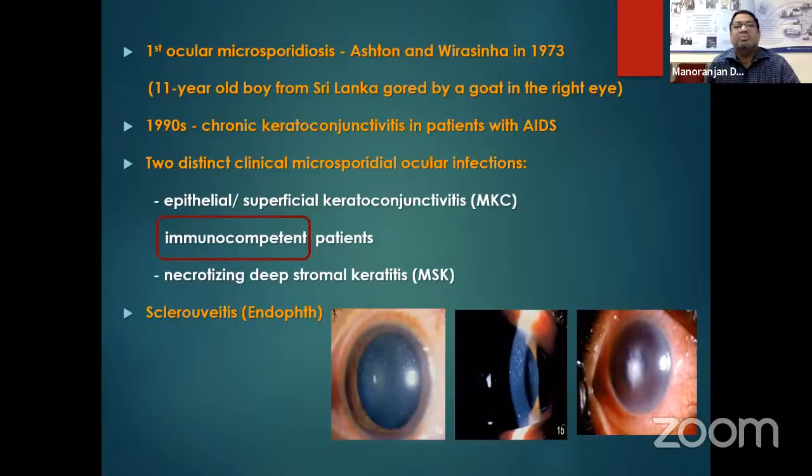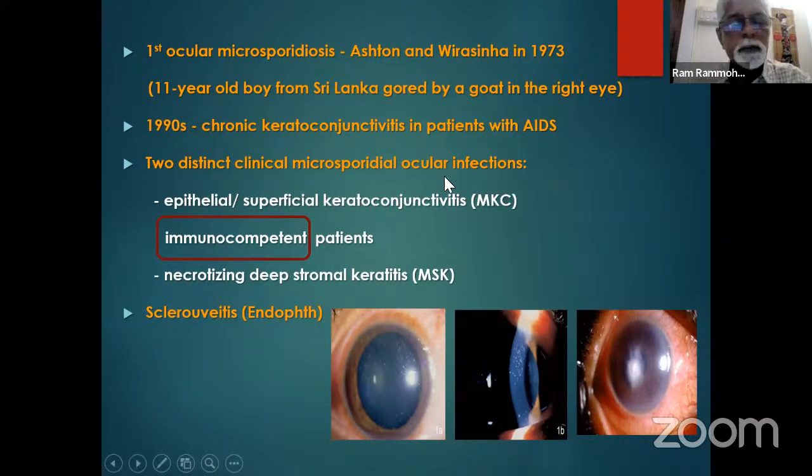So as I mentioned earlier, 1973, but now we have 2 clinically distinct forms of presentation, and more are seen in immunocompetent patients, not like the earlier suspicion that it happens only in immunocompromised. And of course, cases of sclerouveitis and a couple of endophthalmitis cases have also been described.